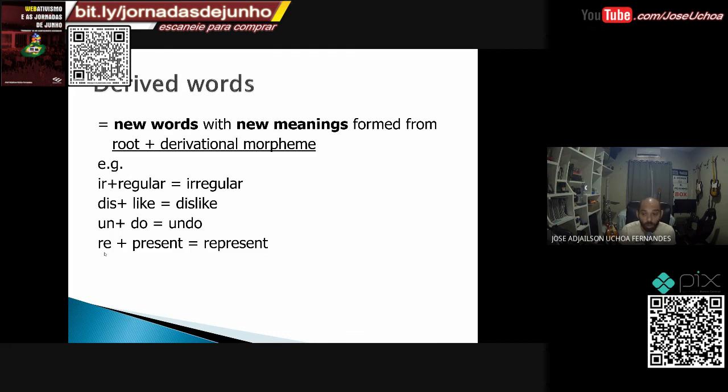So we call these resultant words derived words. Why derived? Because they come from a previous word. Irregular comes from regular. Undo comes from do. Represent comes from present, and so on. Okay.